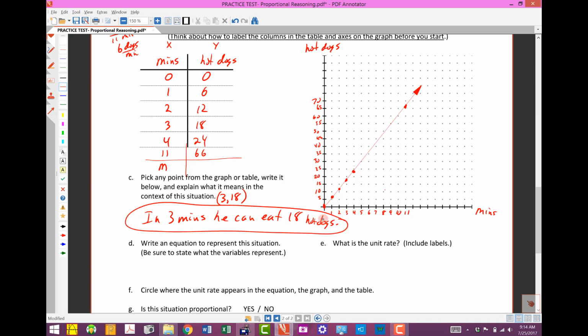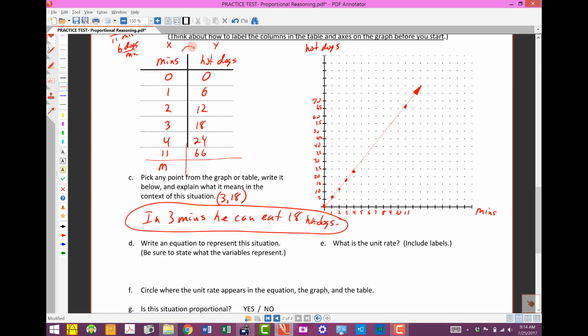All right, and again, you could pick any one of them if you wanted to pick 0, 0, 424. I suppose you could pick 1166 from that if you want. And then it says write an equation. And then it says be sure to write what each variable represents. Well, this is what we were getting at right here. How do we go from the number of minutes to the number of hot dogs?